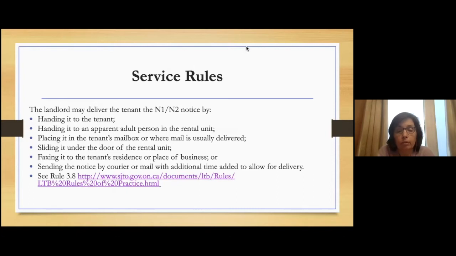Improper service of this notice will result in you having to start the process all over again. You should never post this notice on the door of the rental unit or send it by text message, as this would not be considered proper service and will make the notice invalid.